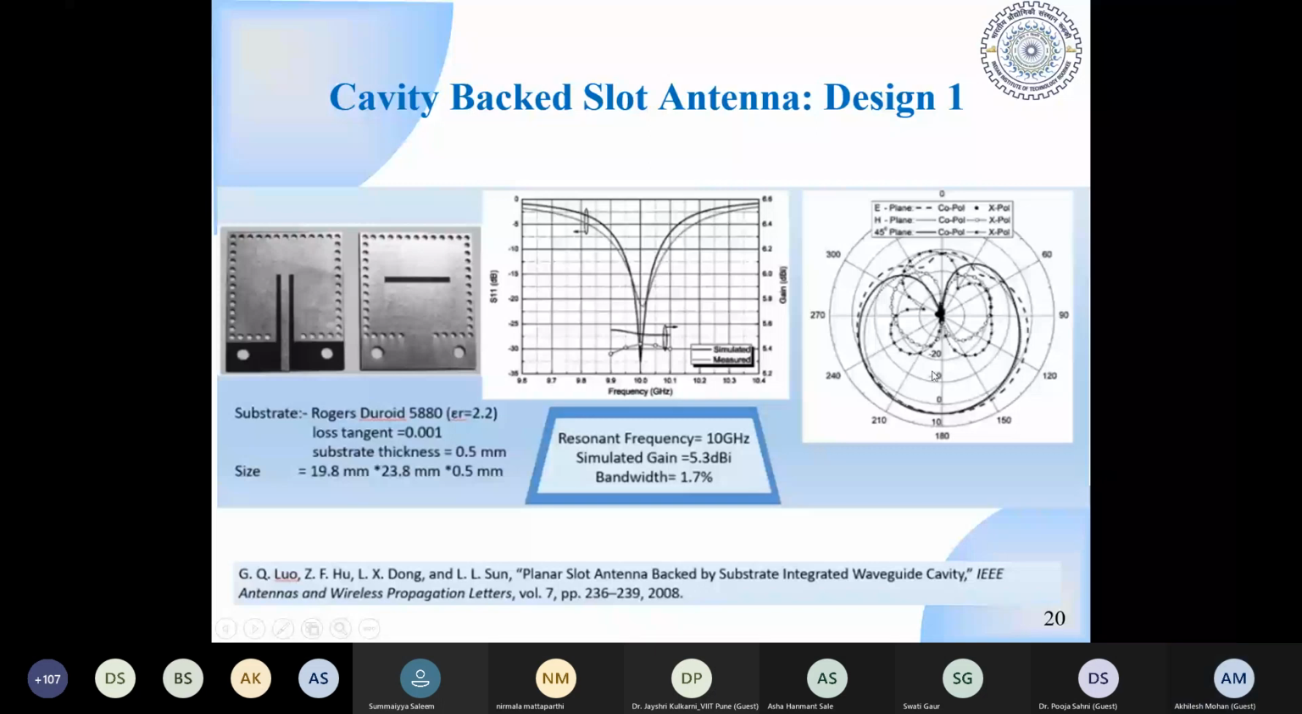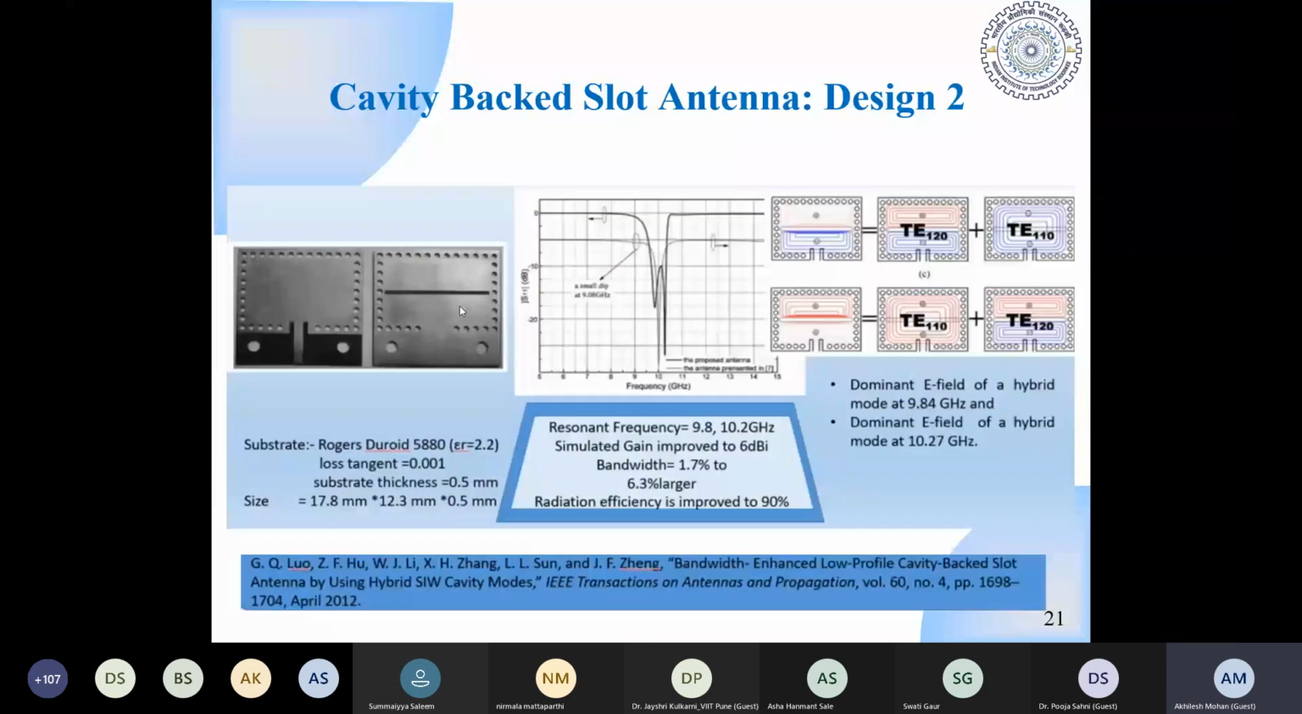Next antenna. Now we are not happy with this one, because we always want more. For an application, we want more bandwidth. So in this paper in 2012, they came up with how to increase the bandwidth.